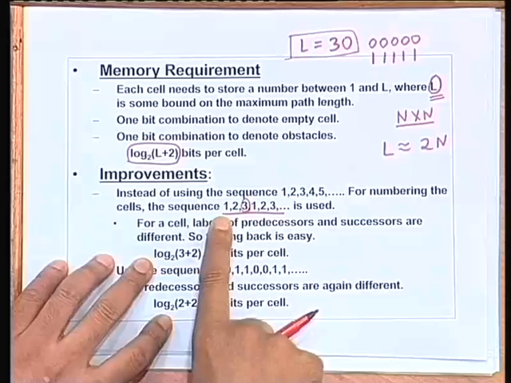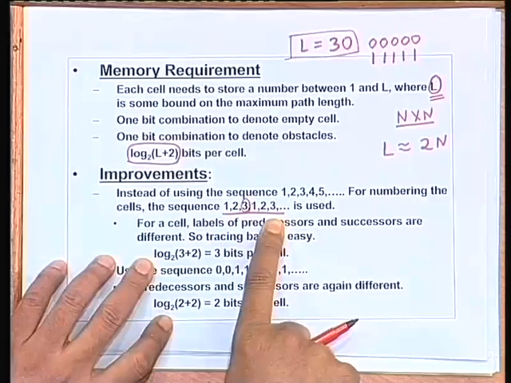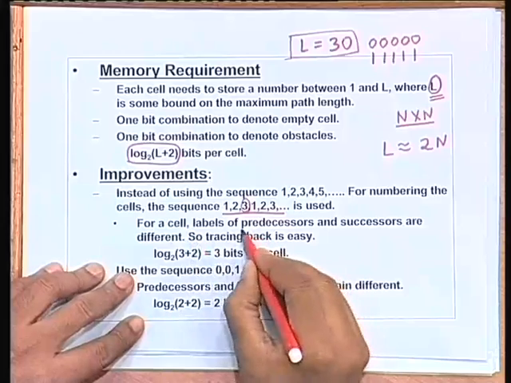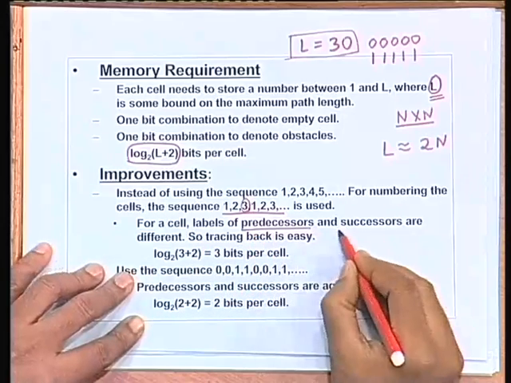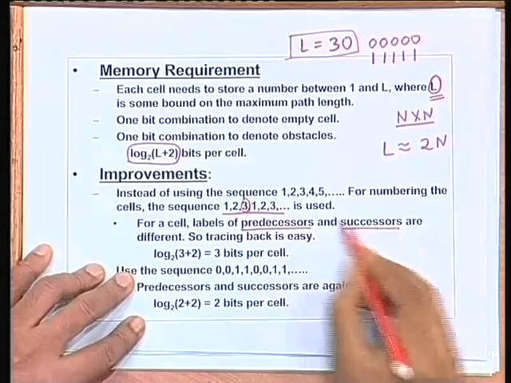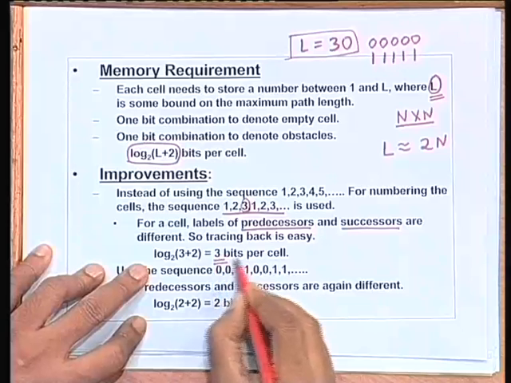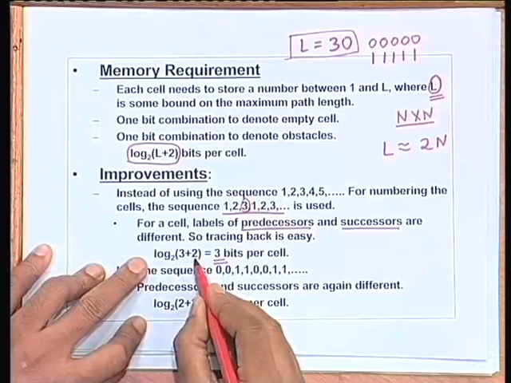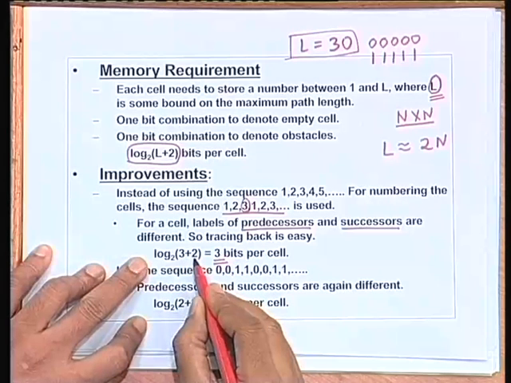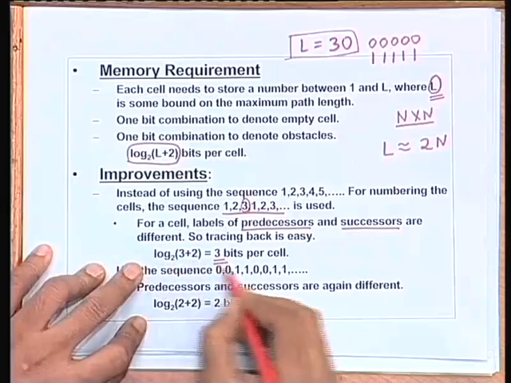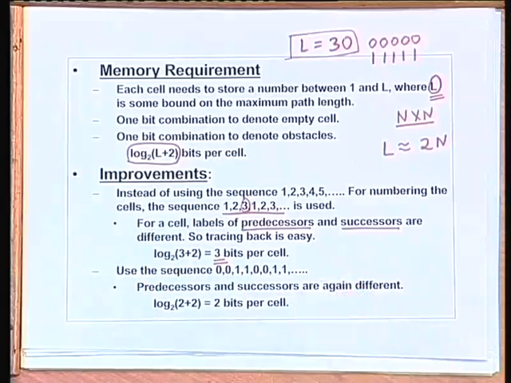So I can reduce the number of bits required per cell if I use a labeling scheme like 1 2 3 1 2 3 1 2 3. I can uniquely distinguish between the predecessor and successor, and here I will require 3 bits per cell because it is log 3 plus 2, and the ceiling of that is 3 bits. And we also require memory for memorizing which is my predecessor and which is my successor.